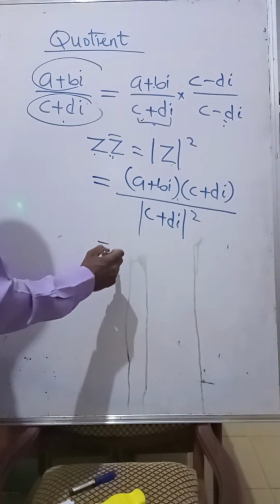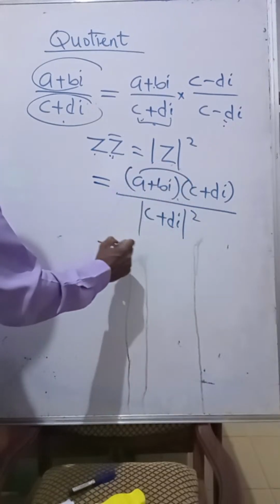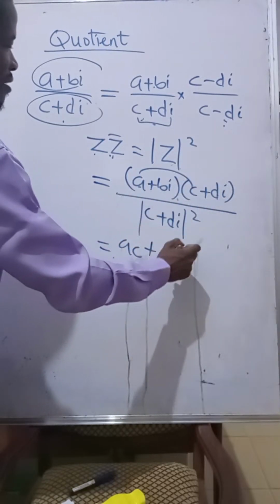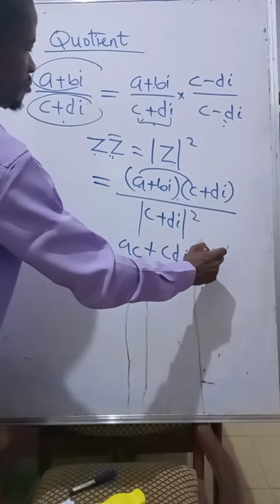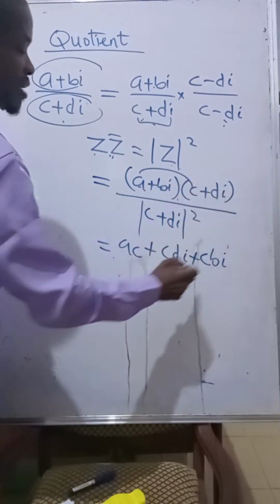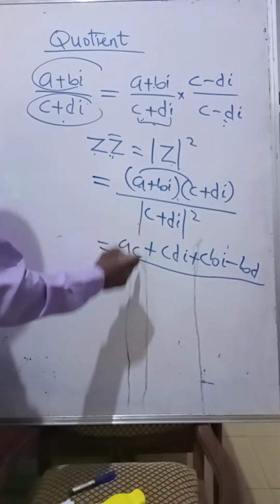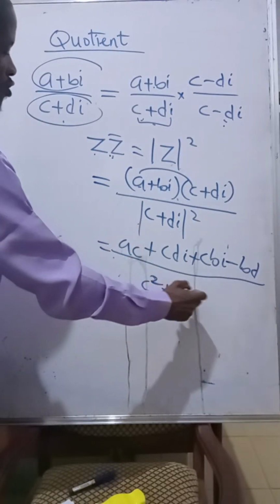You can do the expansion: this one times this one, ac; this one times this one, that's plus cdi; and then this one times this one, that's plus cbi. Finally, i times i gives minus 1, so minus bd, all over this one, which will give you c squared plus d squared.